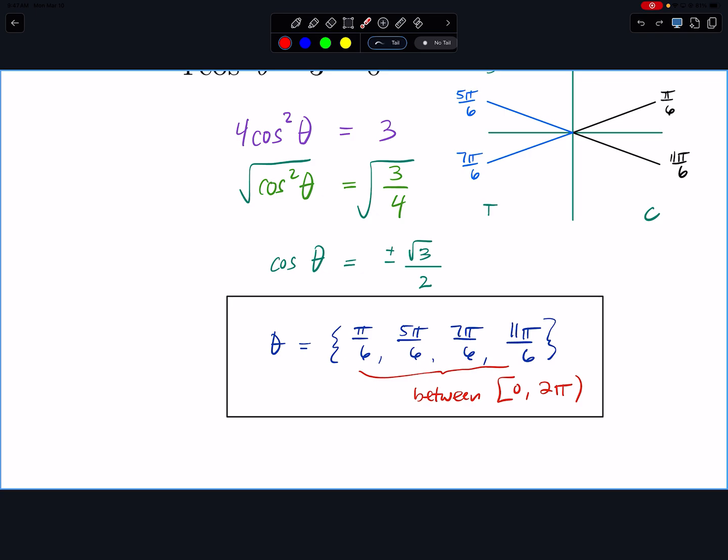The problem is I could do that here, but there's a nicer way to do it. I could say pi over 6 plus 2k pi, 5 pi over 6 plus 2k pi, 7 pi over 6 plus 2k pi, and 11 pi over 6 plus 2k pi. But you guys notice something about our answers. What? They're all odd, okay? To get from here to here, is that the same distance as it is from here to here?